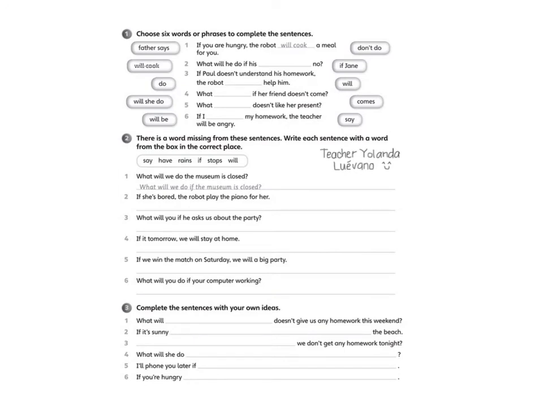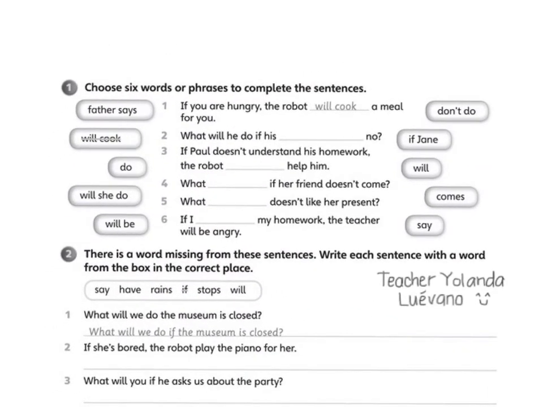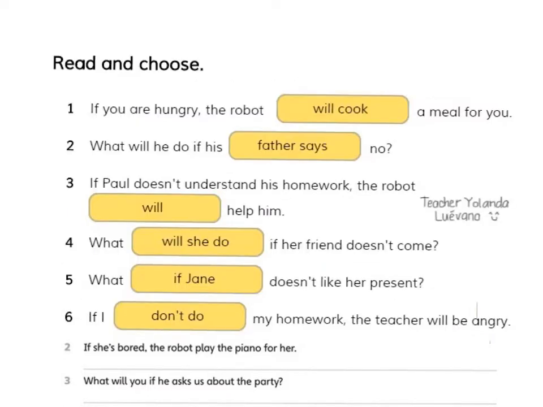Now let's move to these pages in the workbook. They are pages 104 and 105 in our workbook. It says, choose 6 words or phrases to complete the sentences. The example is will cook. So let's put it here, will cook. Okay? If you are hungry, the robot will cook a meal for you. So, which are the other ones? We have these options. Please pause the video and do it. In the end, your answers should look somewhat like these ones. It says, if you're hungry, the robot will cook a meal for you. Number 2, what will he do if his father says no?